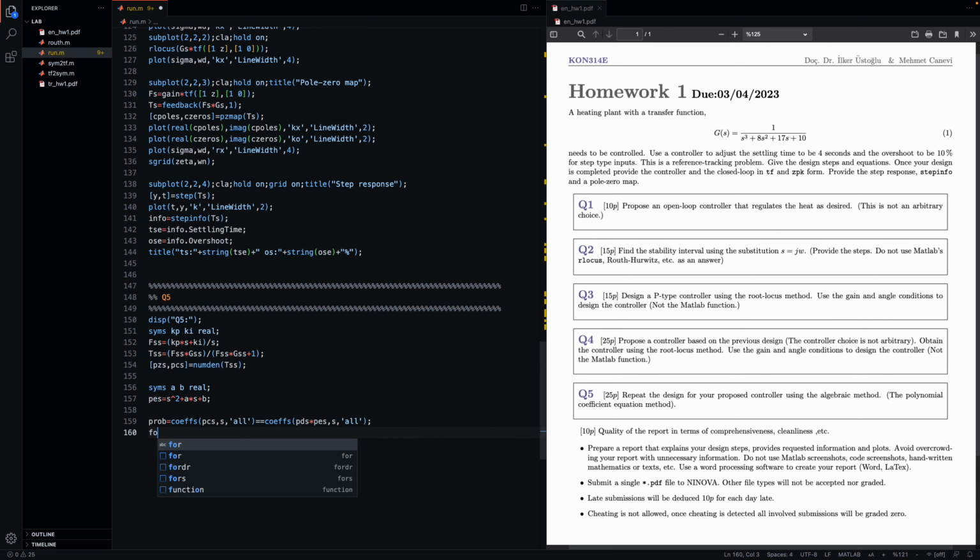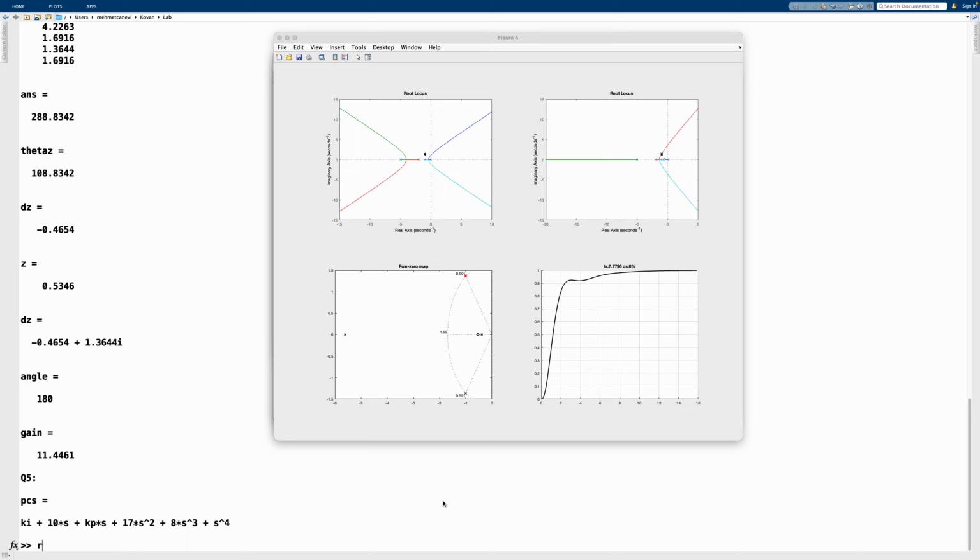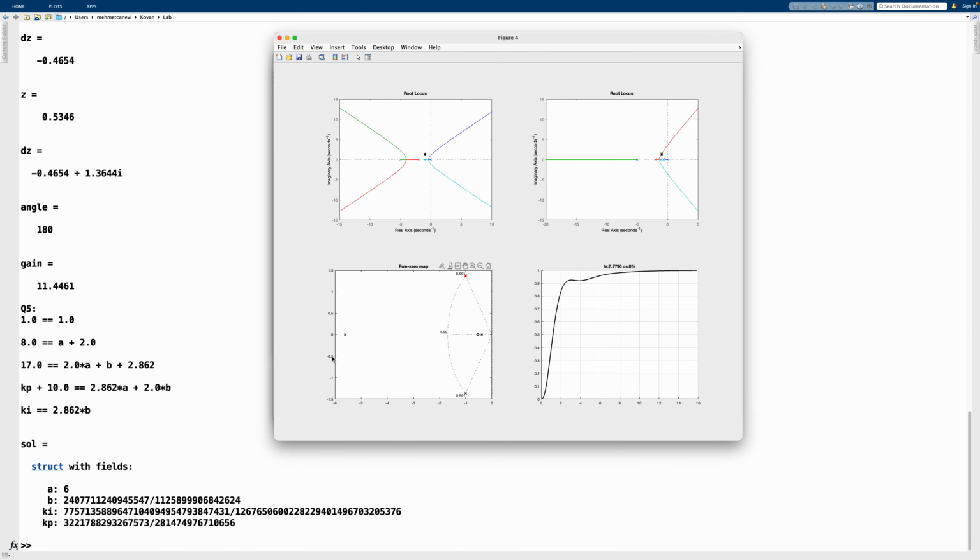And since we're at it, we can just use one length problem and then disp VPA problem I, comma 4, in order to show each equation on its own. Then we could also solve for the problem. Let's run it. Now we can see that just by eyeballing it, we can solve the equations.